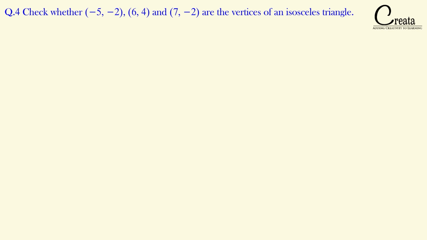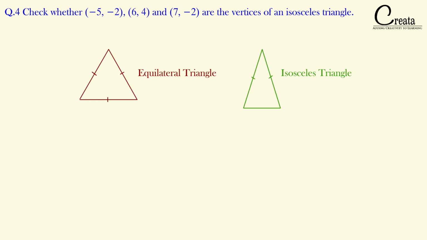But the other question can be: the triangle is an equilateral triangle in which all three sides are equal, or an isosceles triangle in which two sides are equal, or a right angle triangle in which one angle is 90 degrees. So all these different types of triangle you should know. In this question, 3 points are given and we have to check whether it is an isosceles triangle. If two sides are equal, then we can easily prove that it is an isosceles triangle.